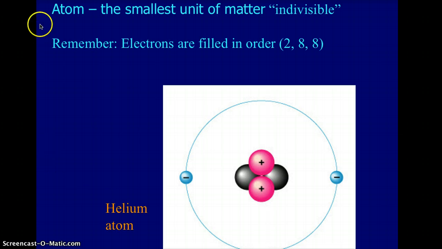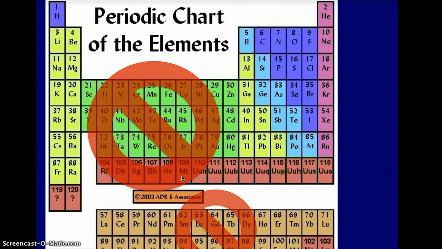Alrighty, so a little bit of review. We know the atom is the smallest unit of matter, and it's considered indivisible. So it's the most basic you can get. And then remember that electrons are filled in a certain order. So in this very first electron shell, you have 2 electrons. If there was another shell out here, you would be able to have 8, and if there was a third shell, you'd be able to have 8 in that as well. Since this is a helium atom, it only has 2 electrons, so we don't need to go into those other shells.